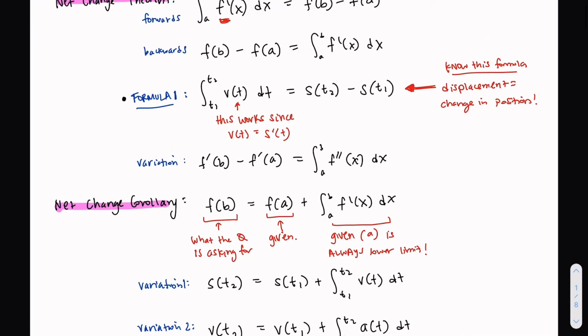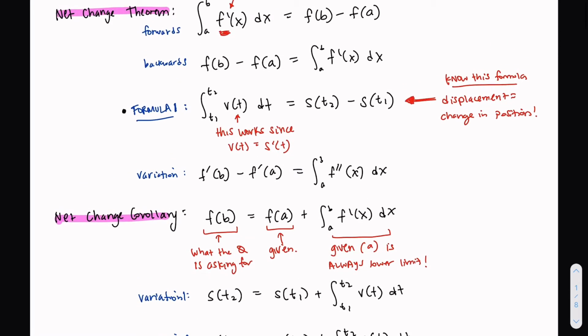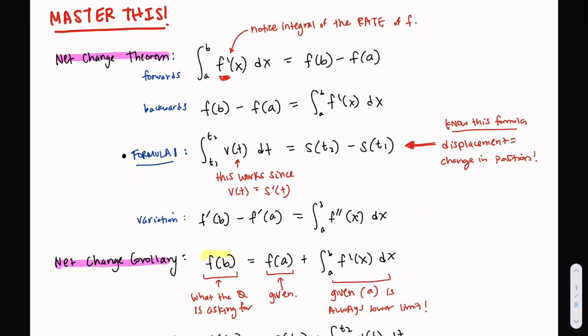We also from that have the net change corollary, which literally all we do is take f of a and add it onto the other side in front of the integral. So we end up with this formula here: f of b equals f of a plus the net change. So study and know that as well. F of b will be what you're looking for, f of a is what's given, and you're just going to add on to that the change, which will be the integral of the rate of that function.